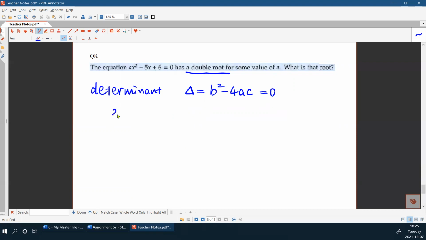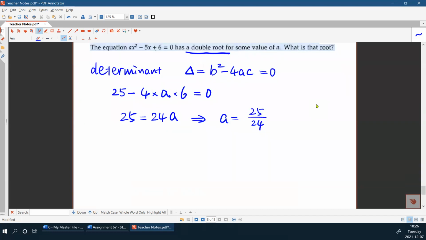So b squared is 25. 4ac is 4 times a, and c is 6, right? So we let the determinant be 0, then we have 25 equals 24a, right? Then a is actually 25 over 24. And then we can use the quadratic formula to get the roots.